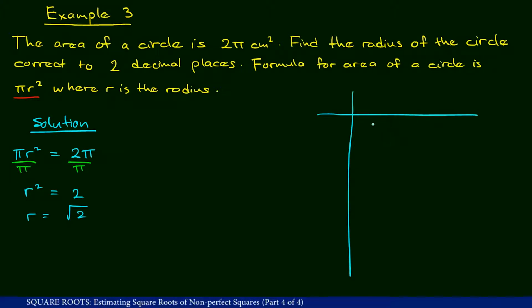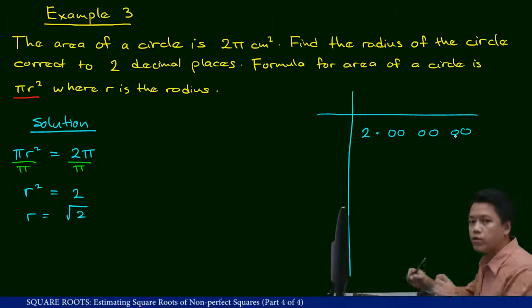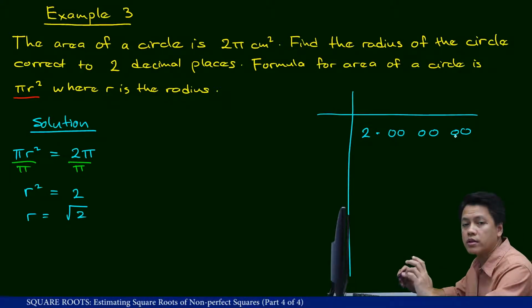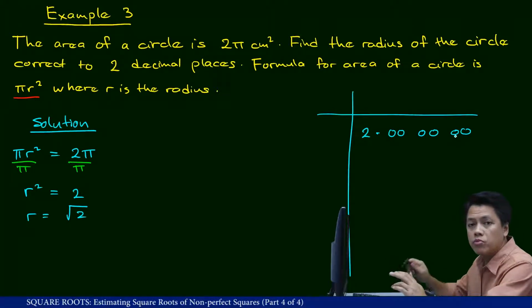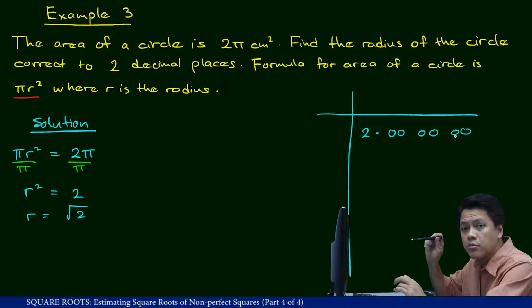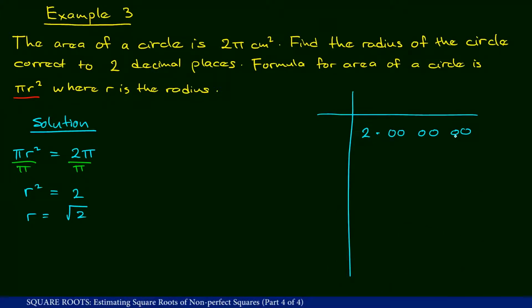So if we want to find out until 3 decimal places, that means we need to put 3 pairs of zeros. And why do we need to figure out until 3 decimal places? Because we want to find out the digit at the third decimal place, whether it's going to be 5 or more, or below 5. So let's do that. The first digit is going to be 1, of course.